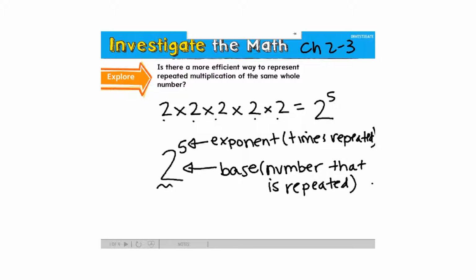This is the base. This is the exponent. So I didn't write, it's not a 25, right? It shouldn't look like a 25 in your notes. It should look like a bigger 2 with a little teeny tiny 5 up on the corner. So 2 is the base. The 5 is the number of times that it's repeated, which is the exponent.